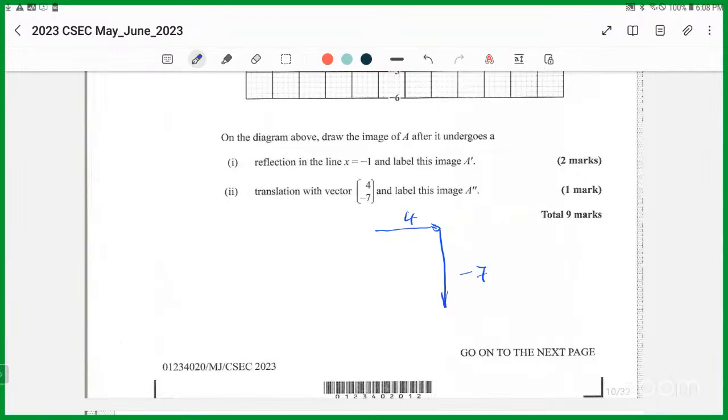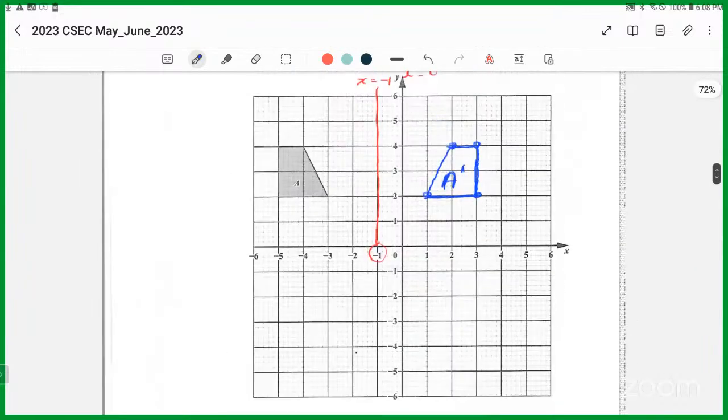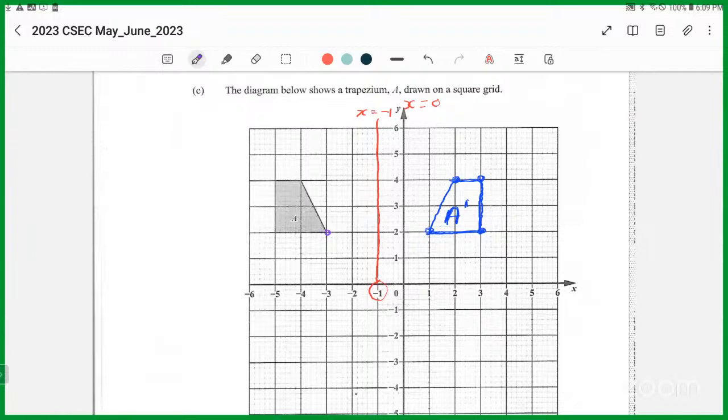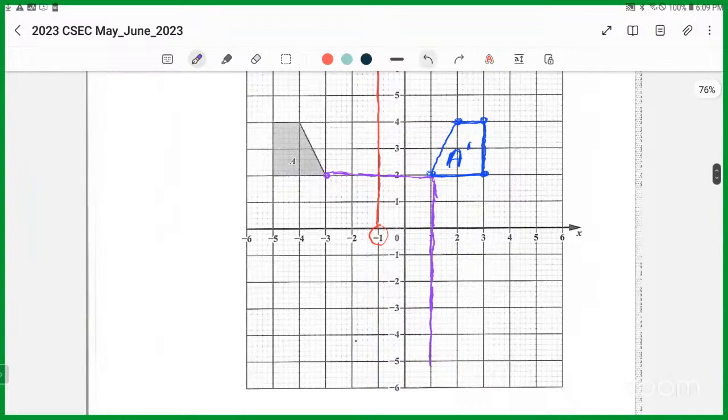It's the same shape, right? You don't have to bother with all the points. Move one point, then draw the same shape around it. Let's say I'm going to use this point as my reference. 4 to the right, 7 down. Count it up: 1, 2, 3, 4, then 7 down: 1, 2, 3, 4, 5, 6, 7. So this point is coming to here.